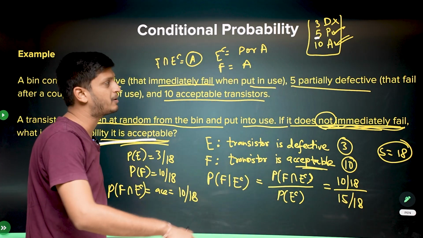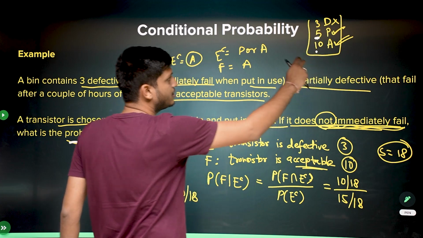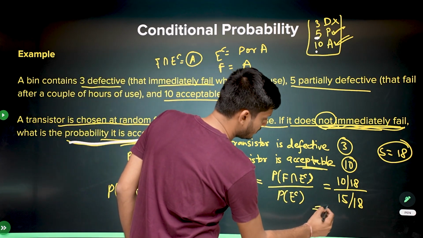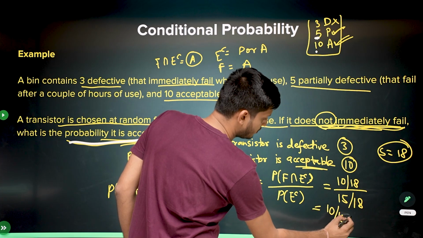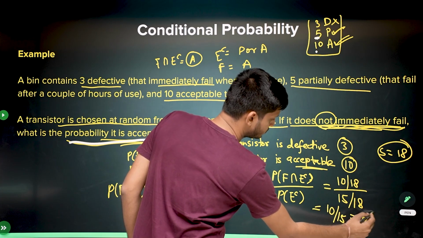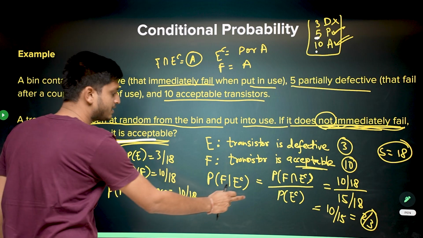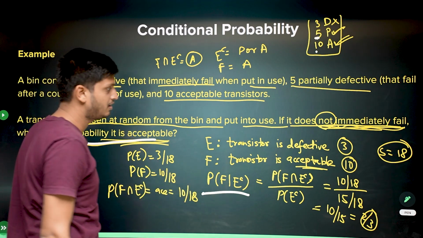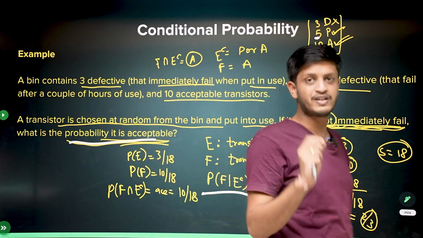Given that E doesn't happen, which means either this happens or this happens, there are 15 cases, 15 by 18. So now this is our probability. It is 10 by 15 or 2 by 3. If you make this expression correct, then the rest of the question will be very simple. Okay, so read the question carefully, make the events very carefully.